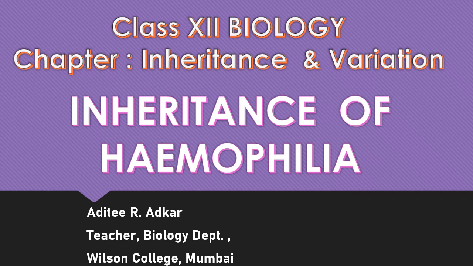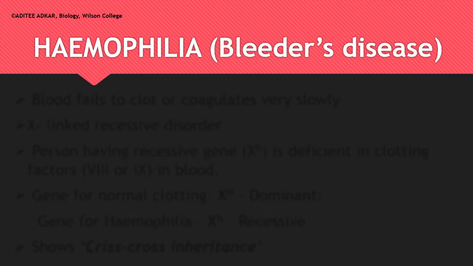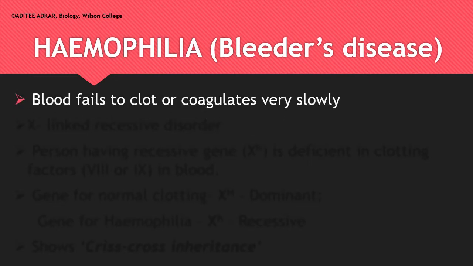Let's learn how hemophilia is inherited. To begin with, let us understand what happens in hemophilia or the bleeder's disease. Hemophilia is a disorder where blood fails to clot or clots very slowly. So, even if there are small wounds or injuries, there is continuous bleeding from the body.